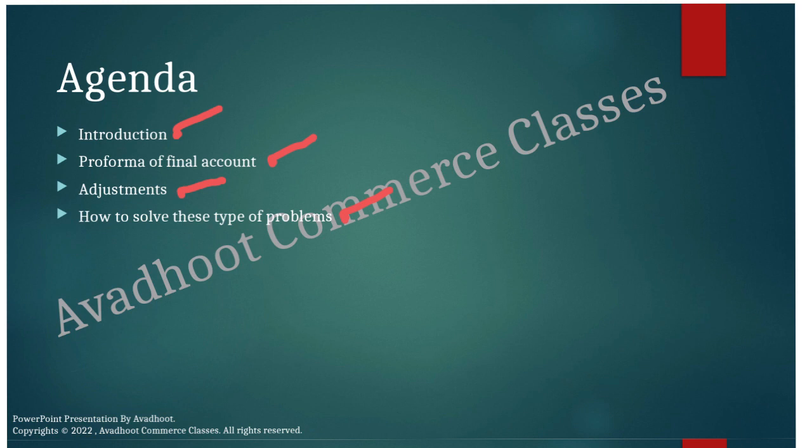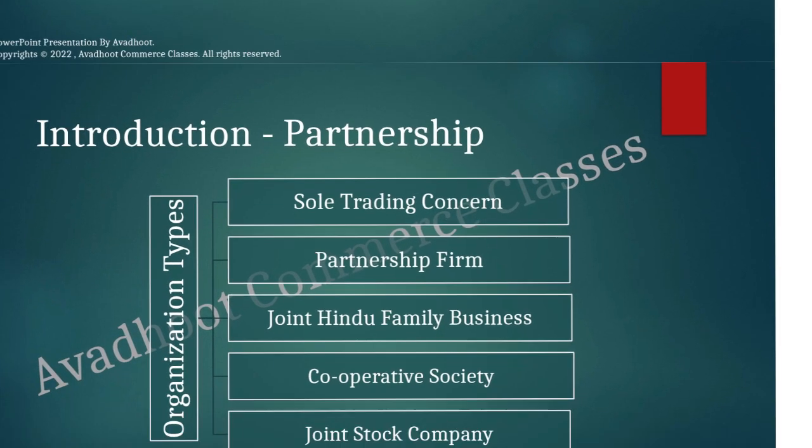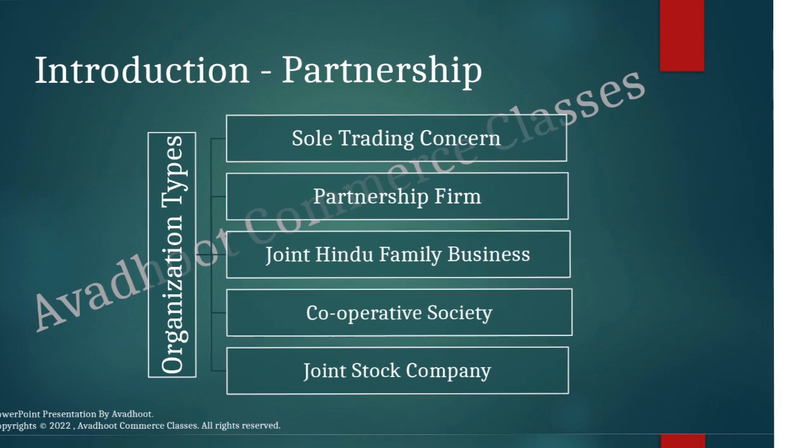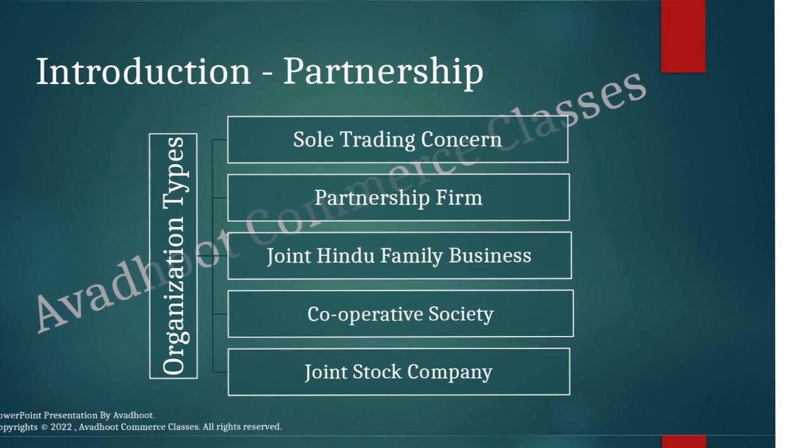Now, in this case, the introduction part is there. Whenever we are going to start any business in India, there are 5 types of organizations. How many types? 5 types mainly. In those 5 types, first comes the sole trading concern. Second, the partnership firm. Next, the joint family business. Next, the cooperative society. And last, the joint stock company.